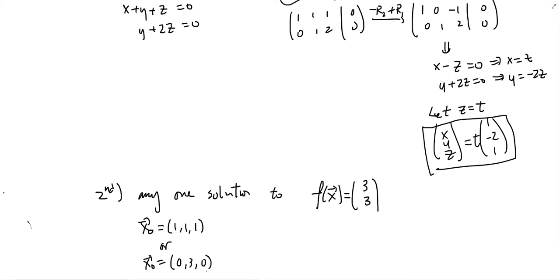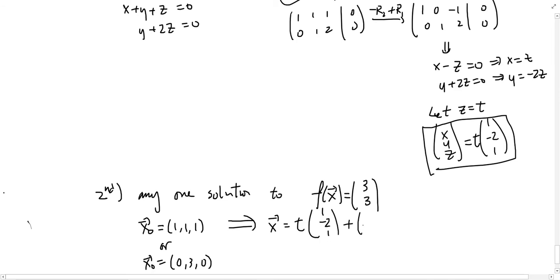Okay, so therefore, what is the actual solution to this differential equation? Well, there are two. Well, more, but it depends on which one of these two you find. If you find the first one, you can say that your solution in this case is vector x equal to t times (1, -2, 1) plus (1, 1, 1). If you recognize the bottom one, you can say that your solution is t times (1, -2, 1) plus (0, 3, 0). Or if you find some other vector x sub 0, then it could be whatever you choose.